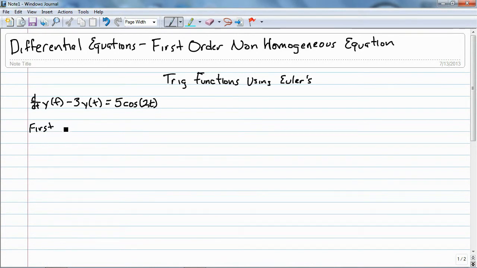first step is solve the homogeneous equation. And we've done that. You can look at the previous video on first order homogeneous equation, and our solution for the homogeneous was C e to the 3t.